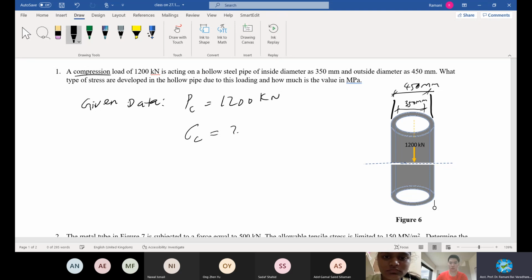Are you working? What is the answer for this? Come on, answer me. Quick answer. Very simple question I started with. Number one, I asked why it's compressive.